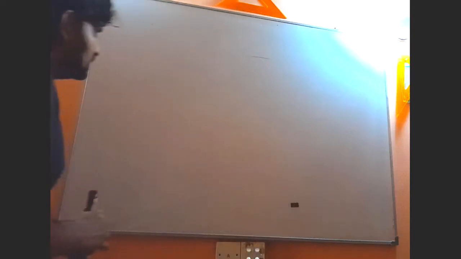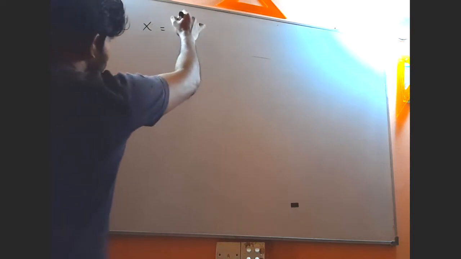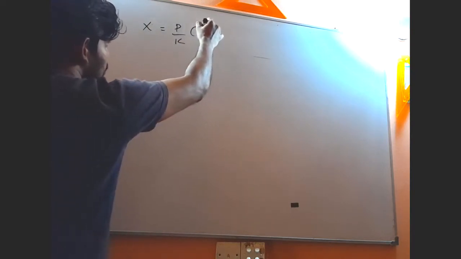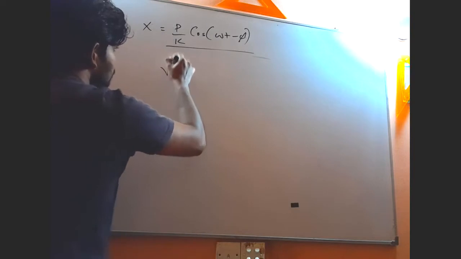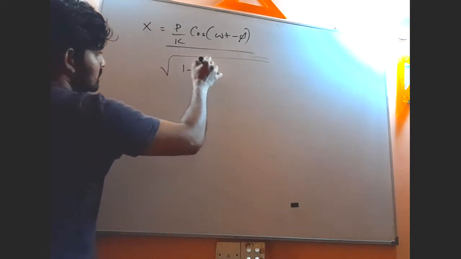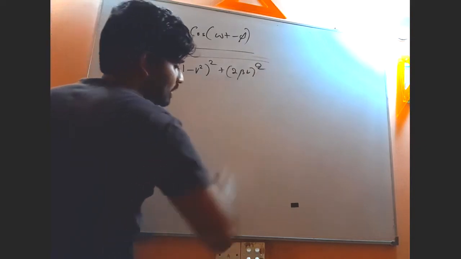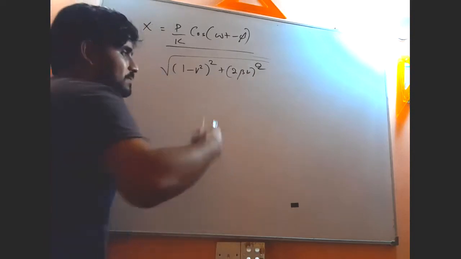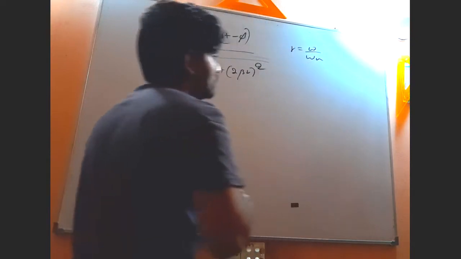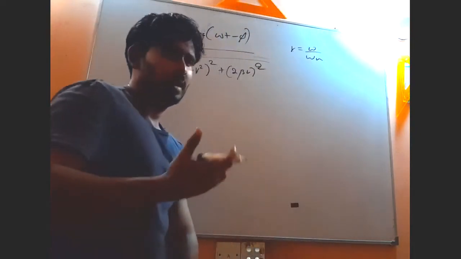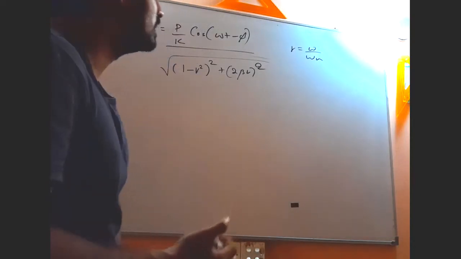So now we have evaluated an equation where the amplitude x equals P divided by k times cos(omega t minus phi) divided by the square root of [(1 minus r squared) whole squared plus (2 beta r) whole squared]. Here r is the frequency ratio, omega divided by omega n, where omega is the angular speed of the vibration and omega n is the natural frequency.